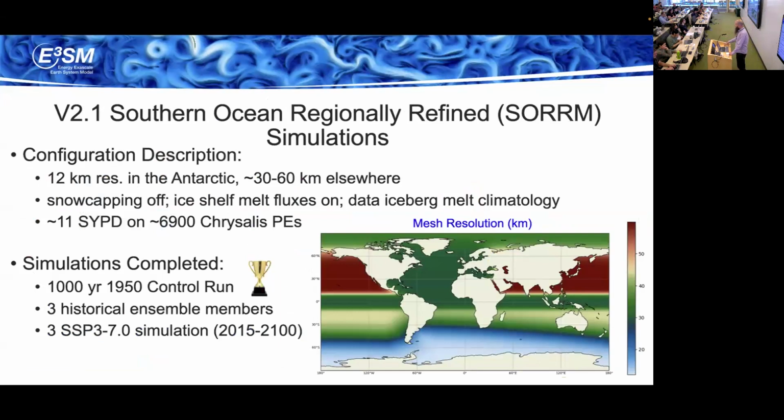So for V2, we decided to move to a Southern Ocean regionally refined configuration to better put resolution in the ocean and ice around our region of interest. The atmosphere in these simulations is still the NE30 100-kilometer atmosphere. But in this configuration, we go down to 12-kilometer resolution around Antarctica, which gets us close to eddy permitting, not quite eddy resolving. So we still need some submesoscale eddy parameterization on.